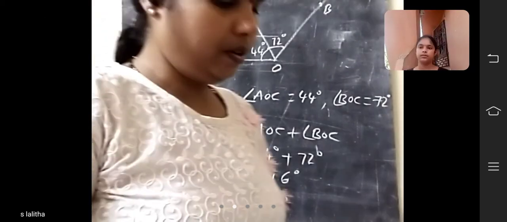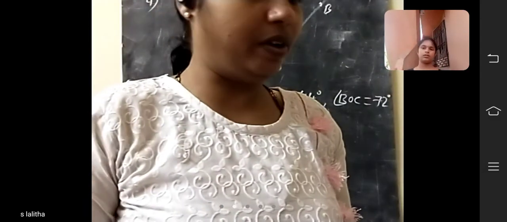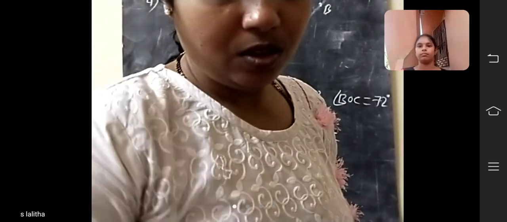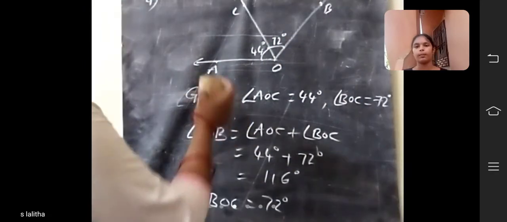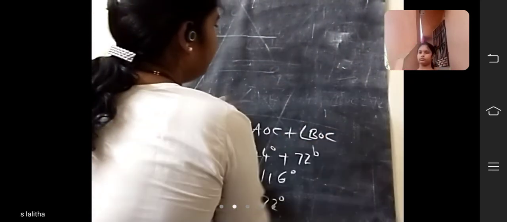Now, see the fifth question. Write some acute, obtuse, and reflexive angles, at least 2 for each. So here you have to write acute, obtuse, and reflexive angles, at least 2 for each. You already know what an acute angle is. Yes, it is between 0 degrees and 90 degrees. Obtuse angle is between 90 degrees and 180 degrees, and reflexive angle is between 180 degrees and 360 degrees. So at least 2 angles you should write.